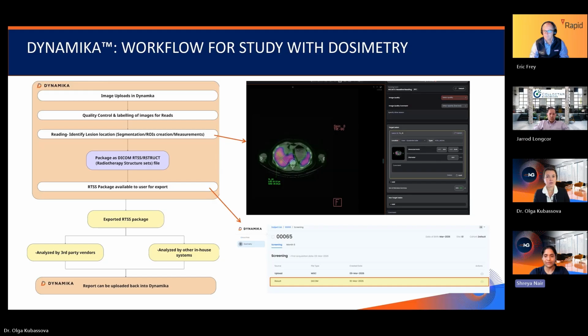Before I go on to the demo, I'll walk everyone on the call through the same workflow where we upload images on Dynamica, we QC them, our readers log in, and they perform some lesion identification and measurements. The interesting part for the Cellectar study was that we had to develop this export package, which was compatible for our partner RAPID to also process for their analysis. So I think I'll go on to the demo.